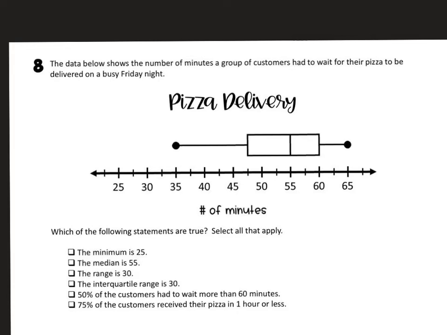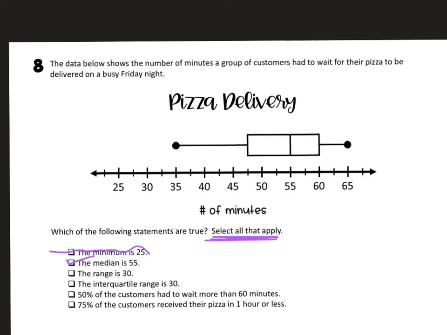Okay, that hashtag is actually the symbol for number. It doesn't mean hashtag of minutes. Which of the following statements are true? Select all that apply. The minimum is 25. Well, if I'm looking at my minimum here, that's my minimum, correct? So that is false. So I'm just going to cross that off. The median is 55. Well, the median's the one in the middle of the 2 rectangles, and I would say that that is true.